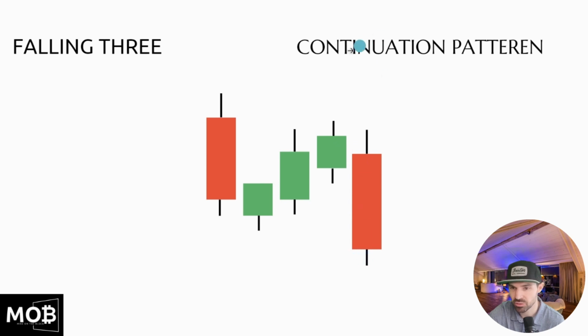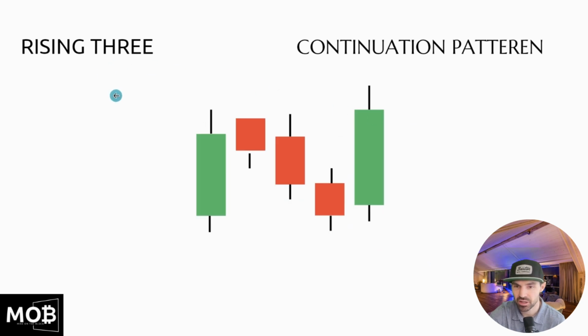So this is associated with a continuation pattern: the price is not at a certain level where buyers are willing to come in. So it struggles to get past this candle, and it eventually just completely sells off.